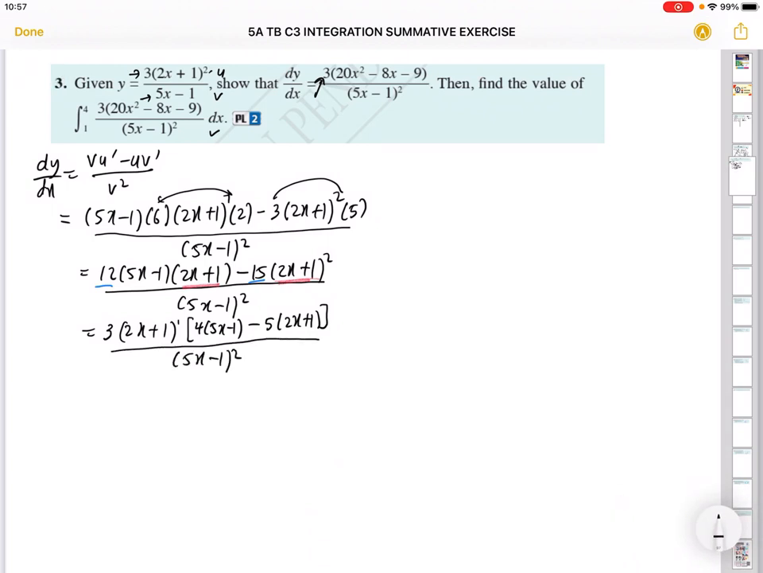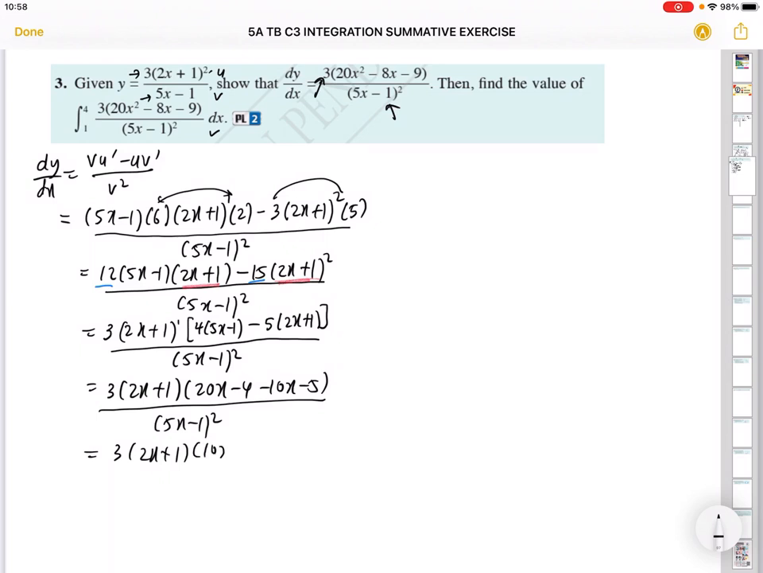Always work with the final answer in mind. Now, you can actually simplify this. This will be 20x minus 4 minus 10x minus 5 over 5x minus 1 squared. So you get 2x plus 1. This will be 10x minus 9.